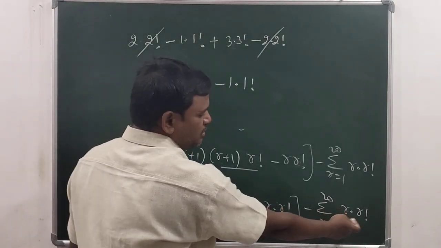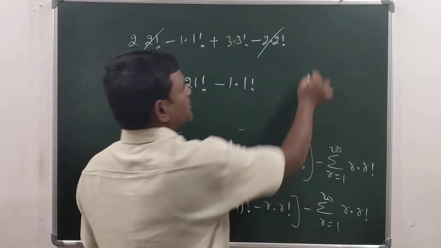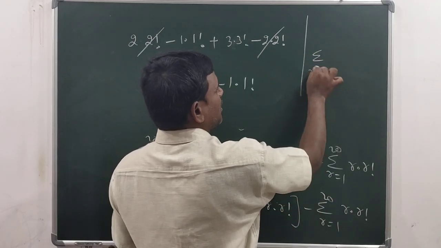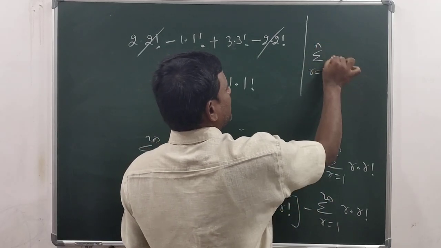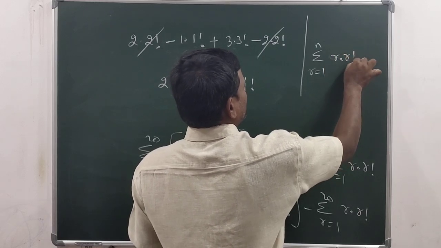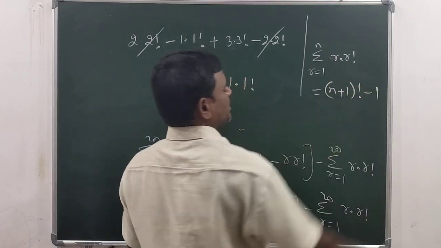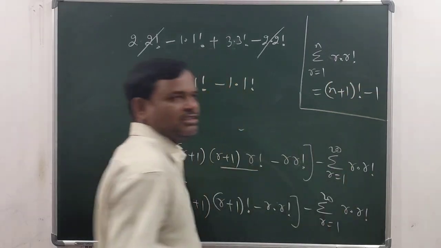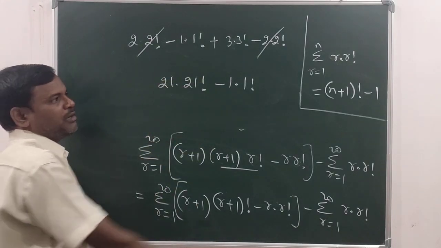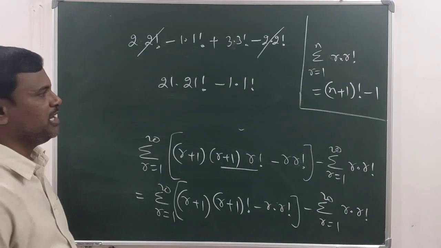Now here this is known to you like a standard formula. So you read, summation where r runs from 1 to n, r into r factorial is equal to (n plus 1) factorial minus 1. In many places you learned. That same one also you have to simplify like this only. But remember it as a standard result. (n plus 1) factorial minus 1 you will get.